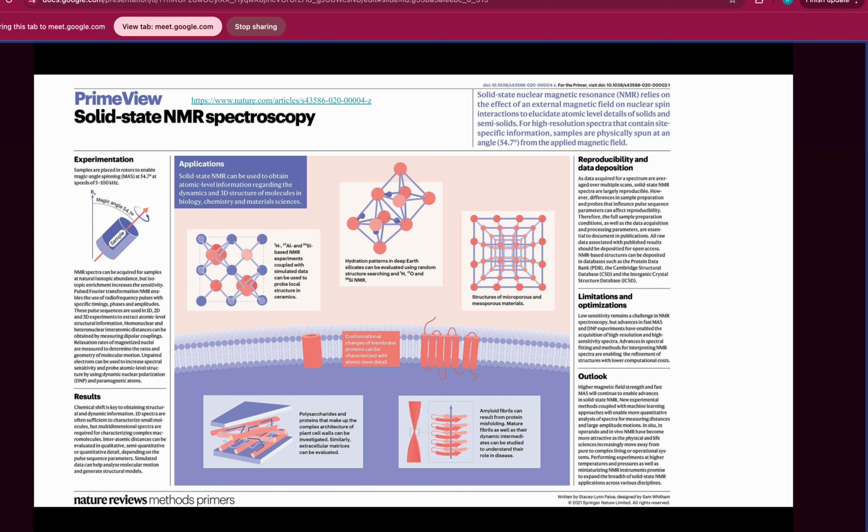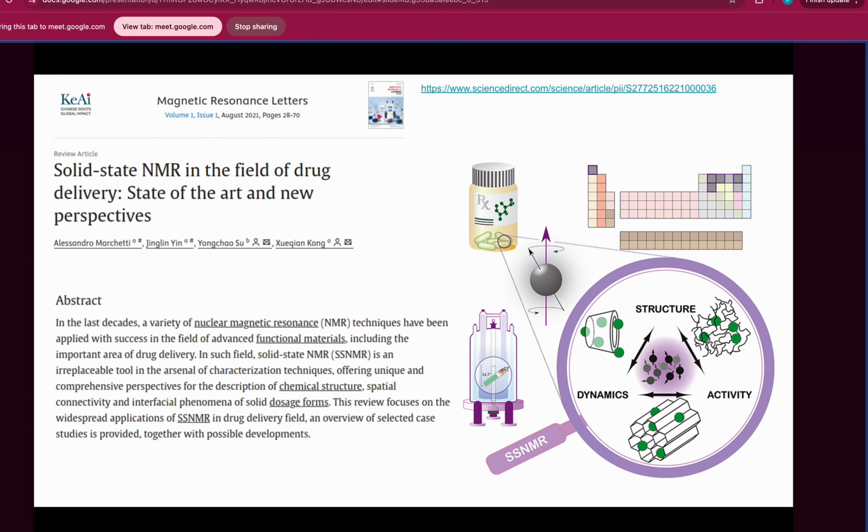Then there are certain papers or reviews which discuss solid state NMR in detail. And there was another paper, a review, which talks about how solid state NMR can be used in the drug delivery field.